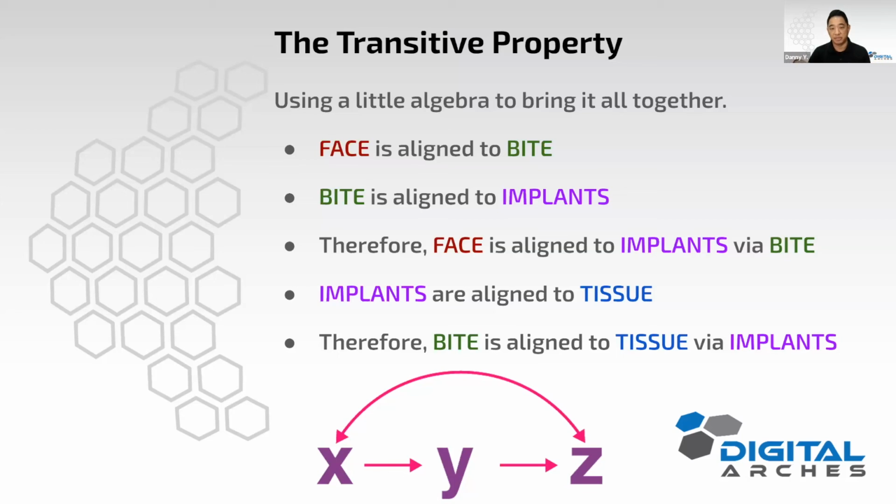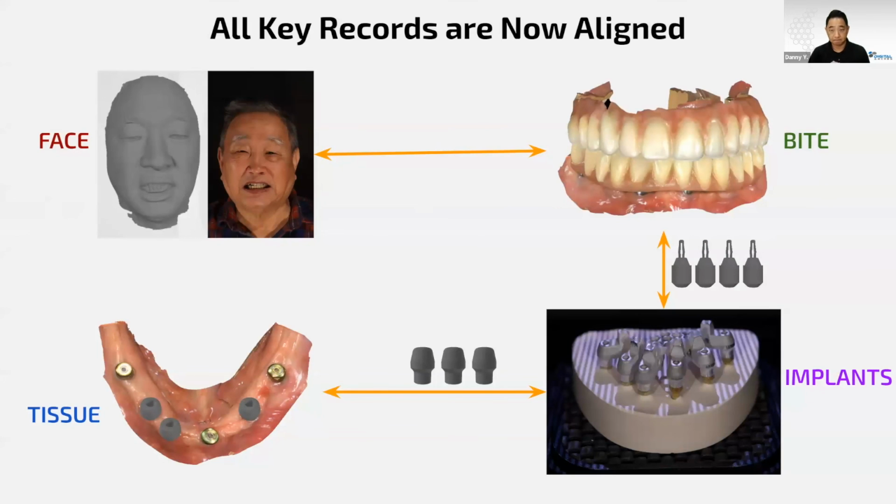So now we're able to get the face, the bite, the implants, and the tissue all into the same three-dimensional coordinate system so that everything is now aligned perfectly in our digital design software, exocad. And so you could see how this is happening, right? The face is being aligned to the bite, and the bite is being aligned to the implants using the analog scan caps. The implants are being aligned to the tissue using the multi-unit scan caps.